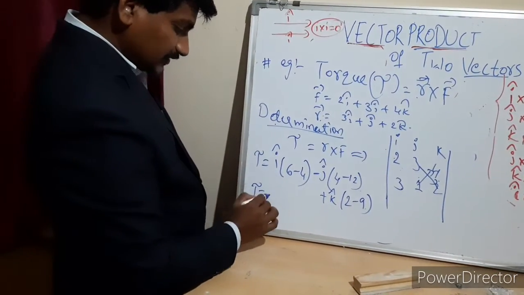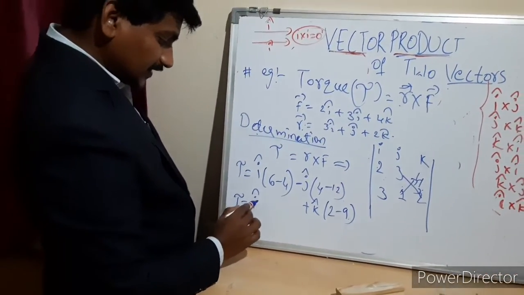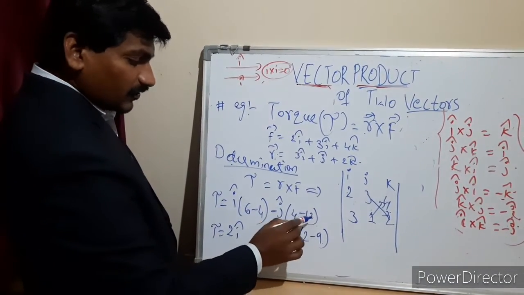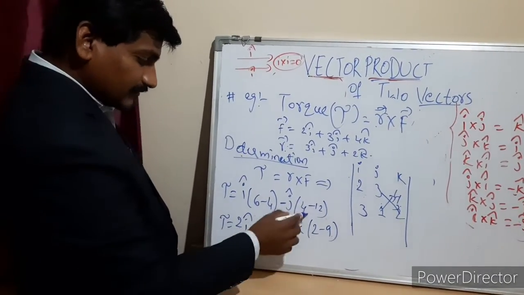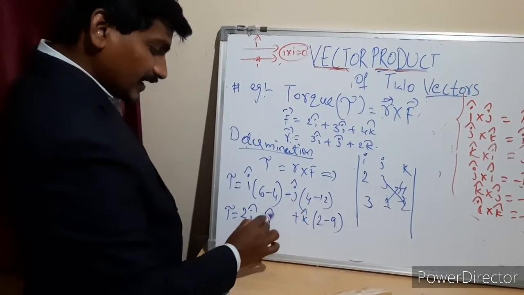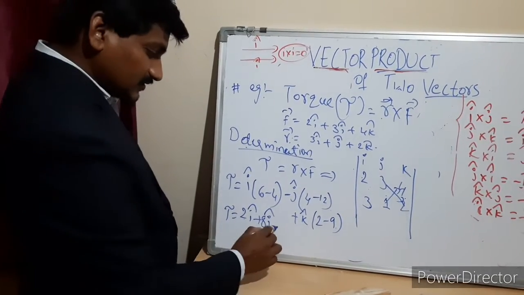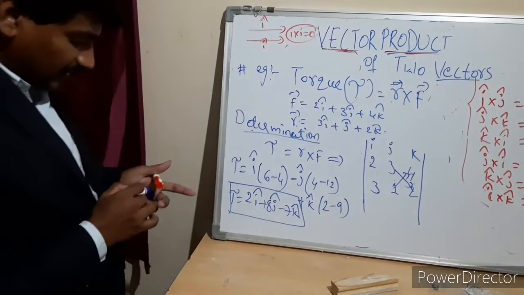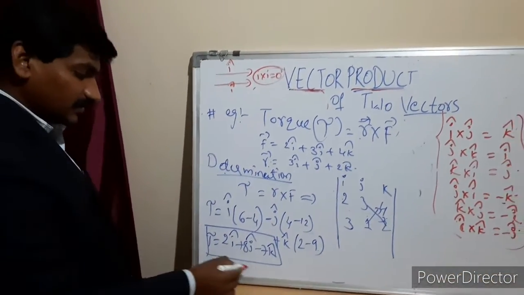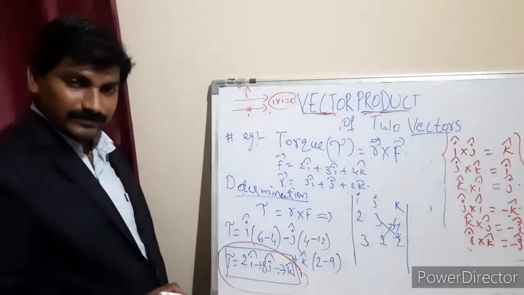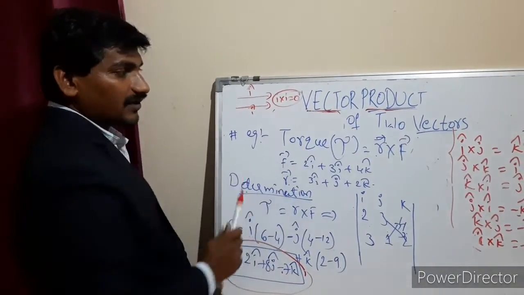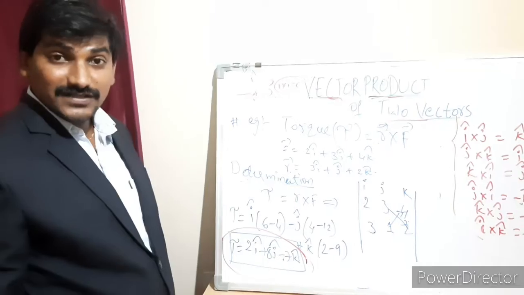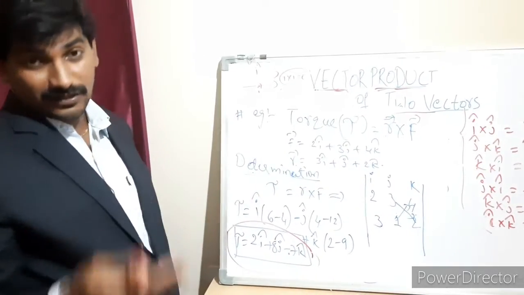Now tau equals, this is a vector, i: 6 minus 4 gives us 2i, and here 4 minus 12 is nothing but minus 8, minus into minus gives plus 8j, and 2 minus 9 is minus 7, so minus 7k. Therefore I got the result as a vector quantity. What is the result I got? A vector quantity. When I do the cross product of two vectors, I get a vector as the result. That is the actual difference between the dot product and the cross product.